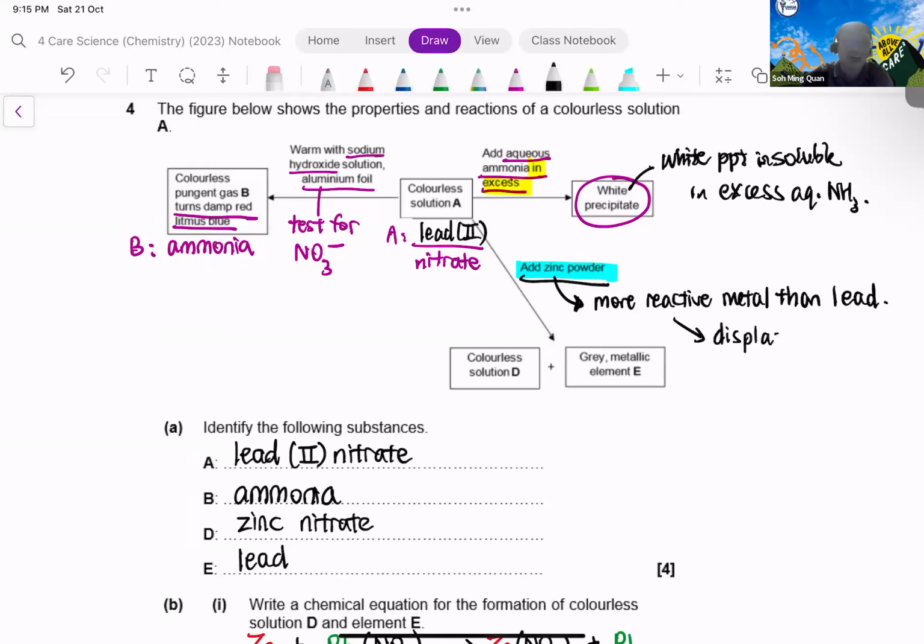Whenever you see that we are adding zinc powder, magnesium, calcium to a metal salt, you know that this is a displacement reaction. So if it's a displacement reaction, obviously zinc being more reactive will displace lead. What it means is you form lead metal. So E is lead, while D will be zinc nitrate. So the nitrate now goes with zinc.